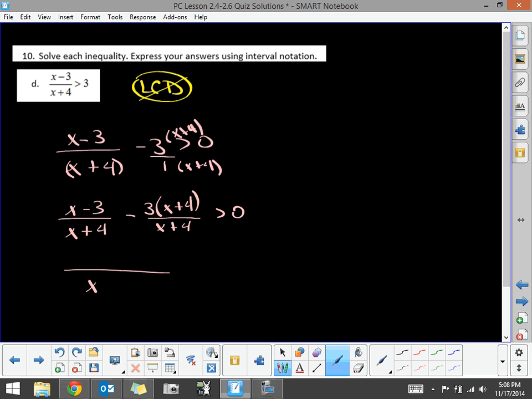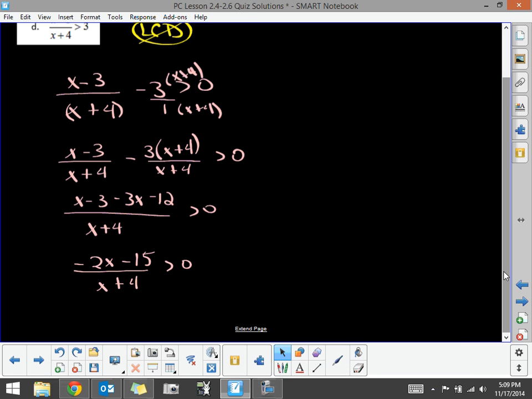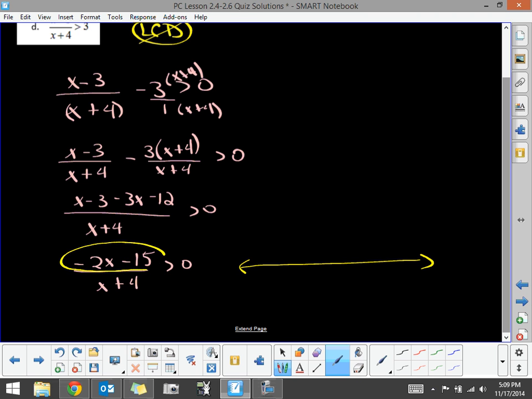So writing it over the same denominator as a singular rational expression, I'll have x minus 3 minus 3x minus 12. And that's going to be greater than 0. We'll collect our like terms, and then we'll be pretty close. That's a negative 2x, and then minus 15, all over x plus 4. So I've reached my first objective, and that is to rewrite this as a single rational expression with one side equal to 0. Now, when we do our interval line test on rational expressions, it's a little bit different because not only do we include the zeros of the function, we also have to include the x-intercept.